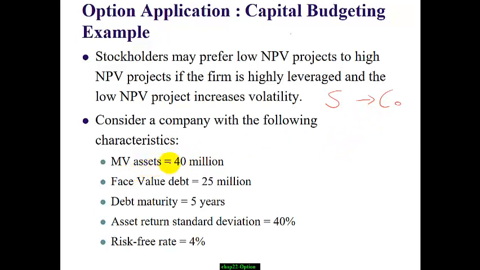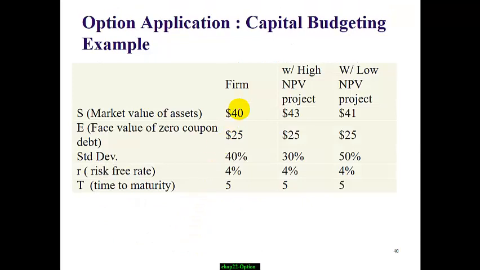So the market value of assets is $40 million. Face value of debt 25. Debt matures in 5 years. Asset return standard deviation 40%, risk-free 4%. So we have all these 5 inputs. With the high NPV project, the firm value will increase by 3, and with the low NPV project, firm value increases only by 1. The high NPV project is with low risk, standard deviation 30%, but the low NPV project has standard deviation 50%.